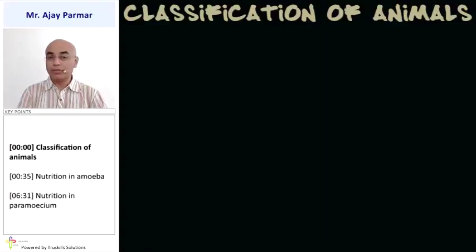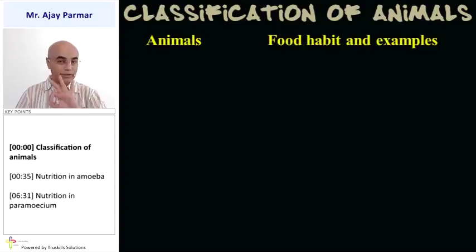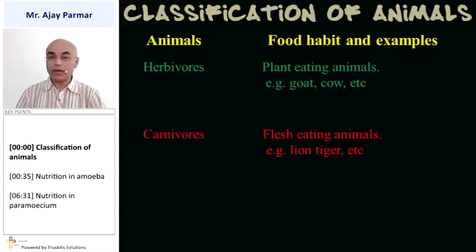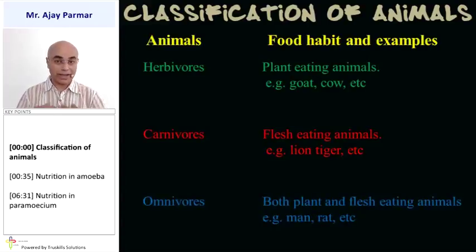When we classify animals on the basis of their food habit, we classify them basically into three categories. Herbivorous, that is the plant-eating animals like goat, cow, buffaloes, etc. The carnivorous, that is the flesh-eating animals, that is lions, tigers. Whereas the omnivorous, like us, both plant and flesh-eating animals. There are three different types of animals on the basis of their food habit: herbivorous, carnivorous, and the omnivorous.